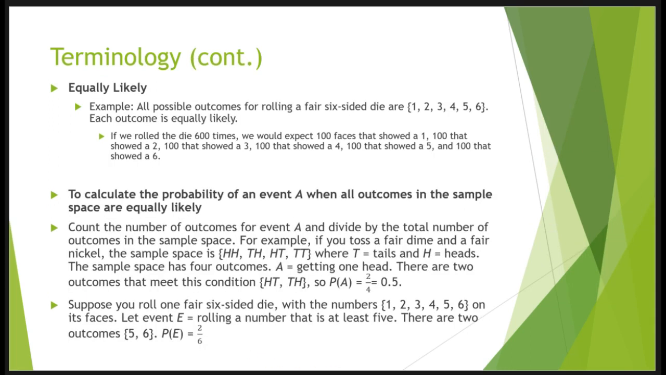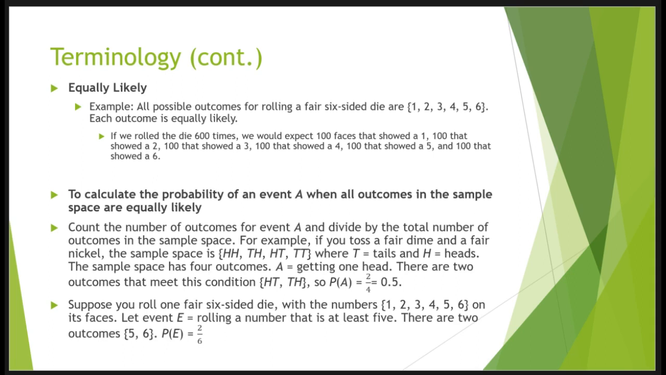Equally likely is when each outcome has an equal chance of happening. So for example, all possible outcomes for rolling a six-sided die are 1, 2, 3, 4, 5, and 6, and each outcome is equally likely. So if we roll the die 600 times, we'd expect 100 times it would show a 1, 100 that it showed a 2, and so on and so forth. Now, to calculate the probability of an event A when all outcomes in the sample space are equally likely, you count the number of outcomes for event A and divide by the total number of outcomes in the sample space.